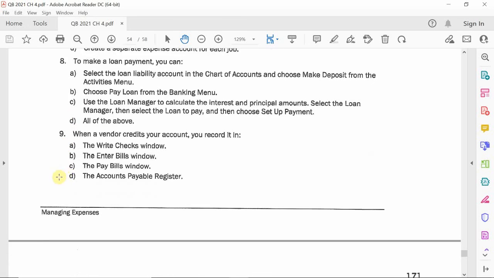Number 9. When a vendor credits your account, and you record it in what? When you request a vendor to credit you, where do you enter that vendor credit? D, the accounts payable register. No, you wouldn't be able to do that. You shouldn't do that.